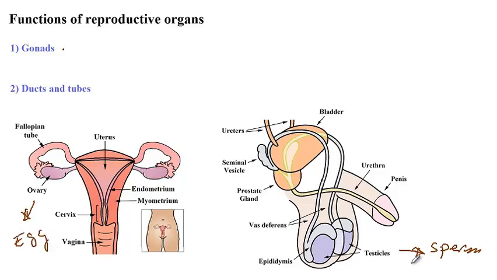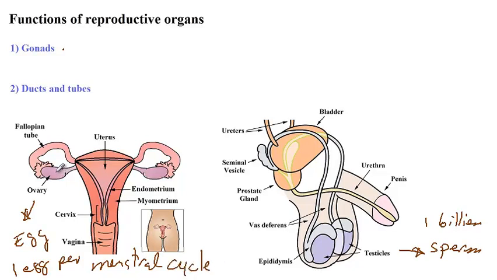And the amount of sperm that is produced by testicles is about 1 billion gametes per day. So 1 billion. Versus in females, ovaries release 1 gamete per menstrual cycle. So there will be 1 egg per menstrual cycle.